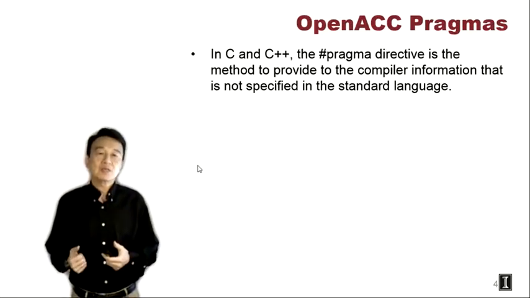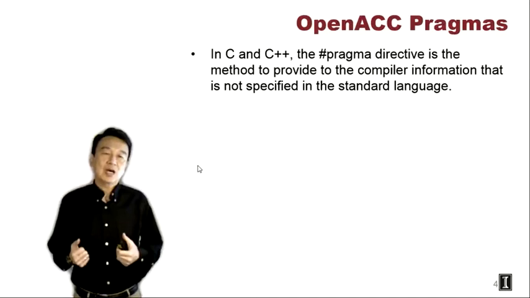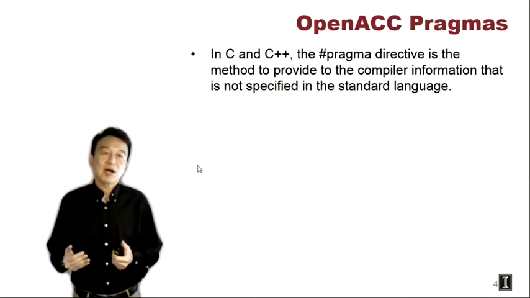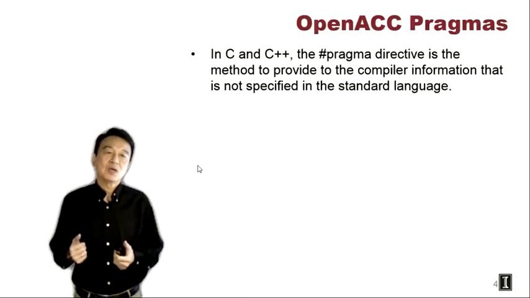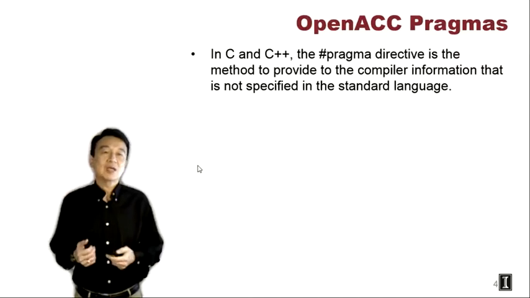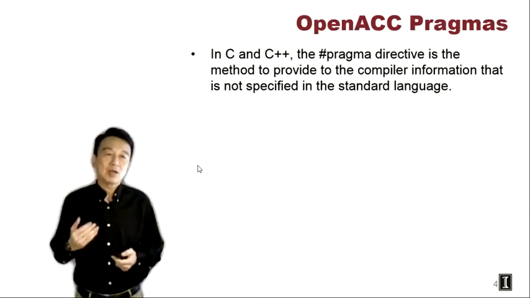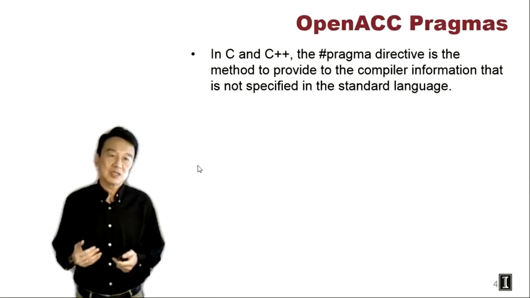In C and C++, we have a long-standing use of hash sign pragma directives to provide the compiler with information that is not specified in the standard language. Experienced C programmers know that we can use pragmas for various things, such as hints to the compiler. OpenACC builds on this mechanism and provides a special set of pragmas that the compiler can use to generate parallel programs for execution on accelerators.